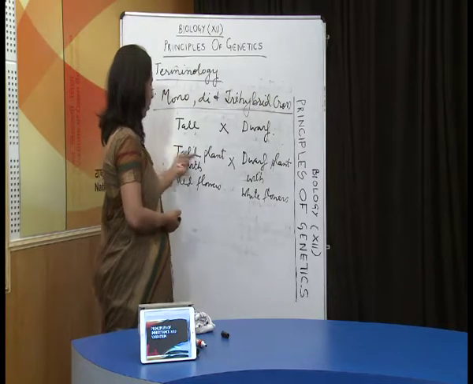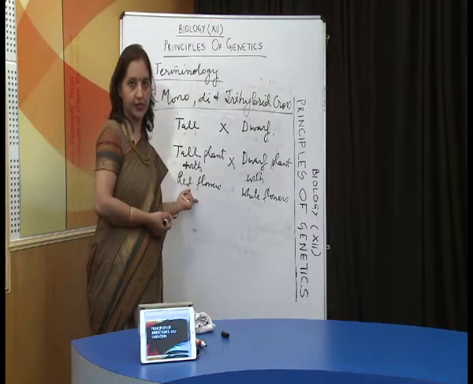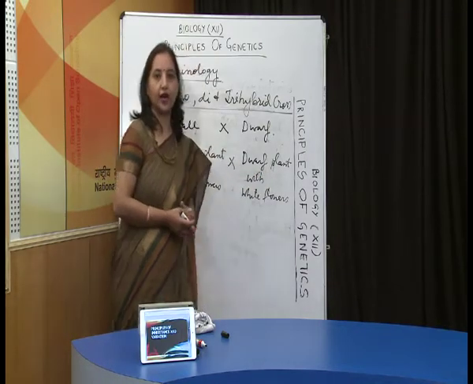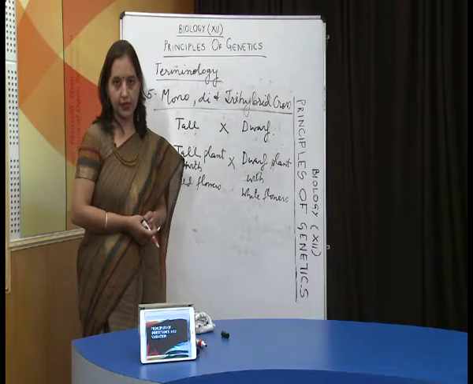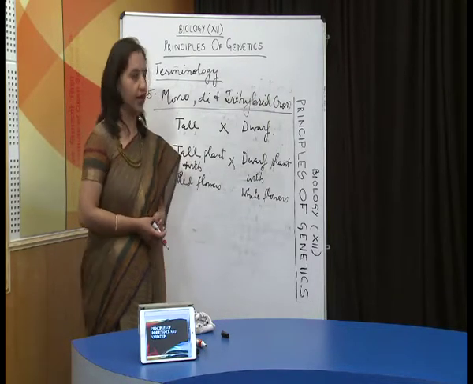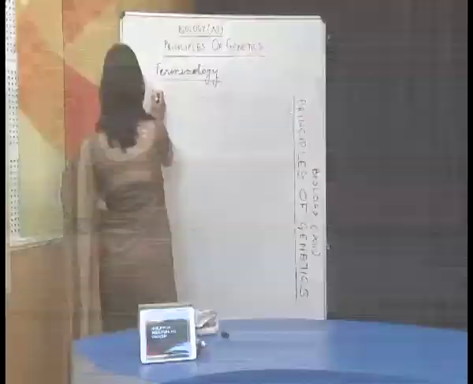For example, a tall plant with red flowers and round seeds is crossed with a dwarf plant with white flowers and wrinkled seeds. So we have taken three characters at the same time, and that's called a trihybrid cross.